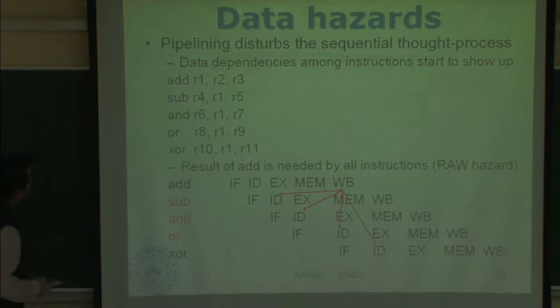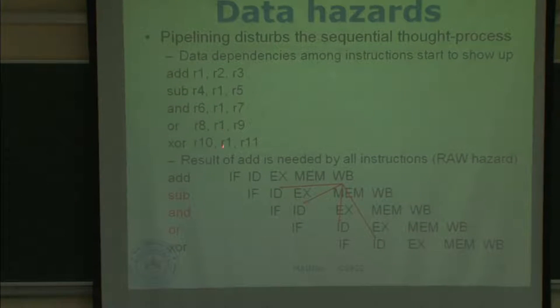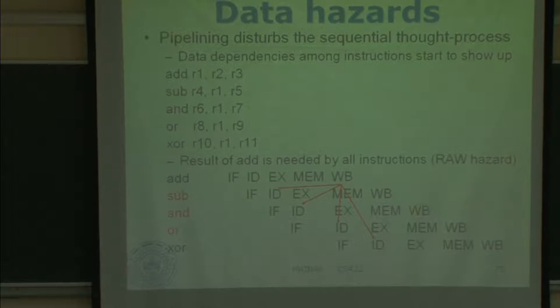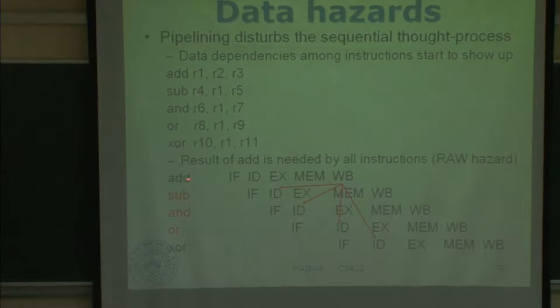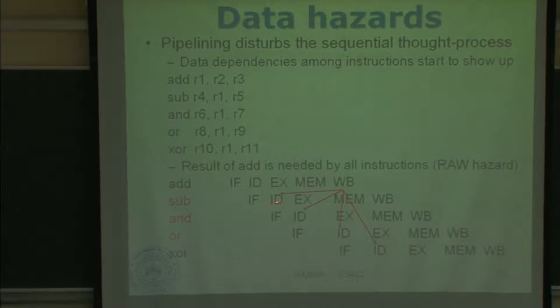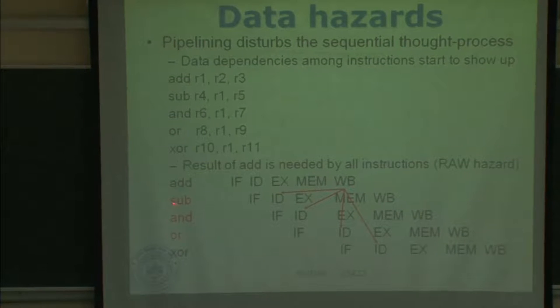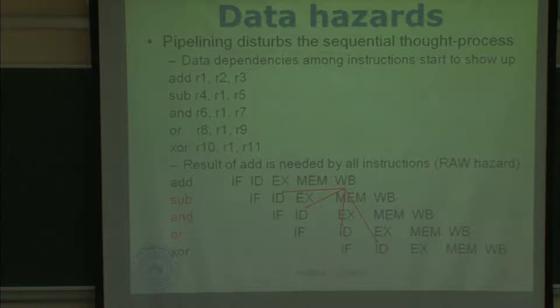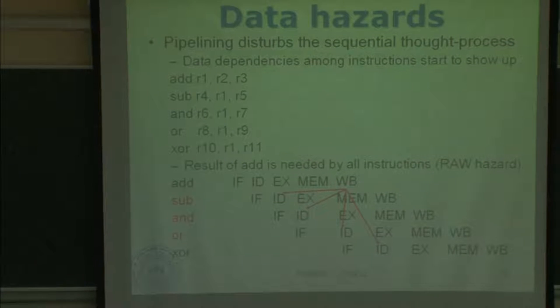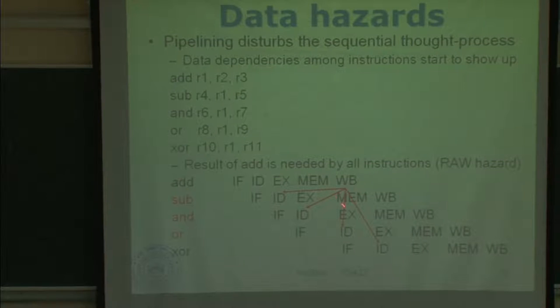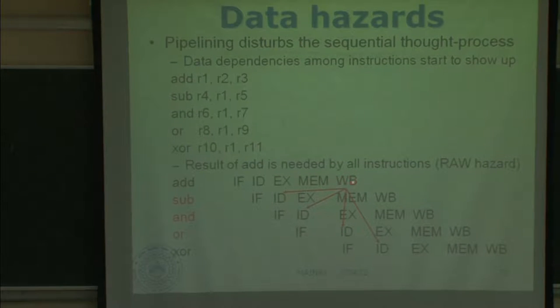So here you can see that the result of the add is needed by all the instructions, right? This is shown in the pipeline. This is the add instruction going through here. That instruction will execute here, but write back to the register file here. Other instructions will read R1 in this stage, the stage where we read the register file. So as you can see, these three instructions marked in red will read wrong values. This XOR instruction will read the correct value because it happens after the value is written back. Is this problem clear, everybody?